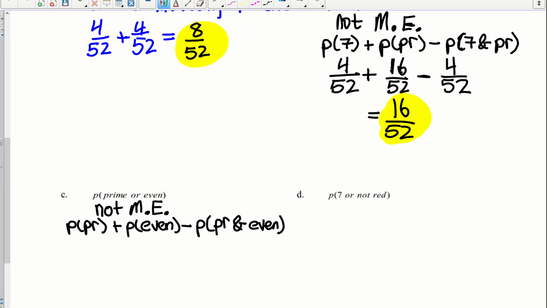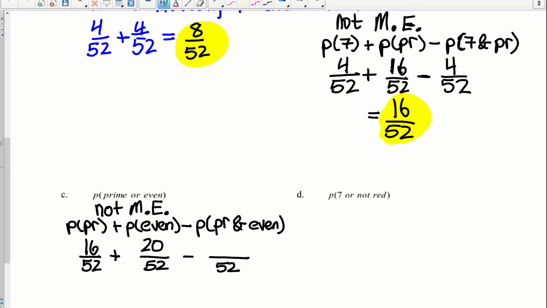So from the last problem, we learned that the probability of getting a prime number is 16 out of 52. Getting an even, the probability of getting an even card, you could just count them up in your mind, or you can go back to the sample space. Either way, you're coming up with 2, 4, 6, 8, and 10, 4 times, which is 20.